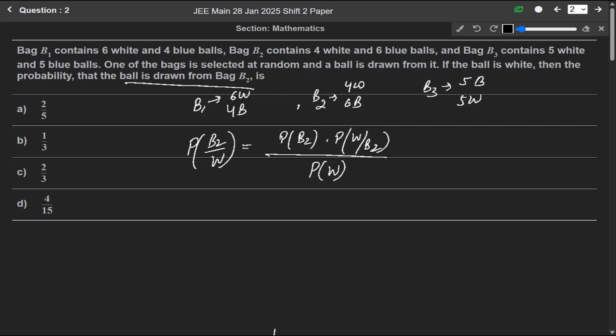So if we talk about probability of B1, it will be 1 by 3. Again, probability of B2 will be 1 by 3. And probability of B3 will again be 1 by 3. Okay.